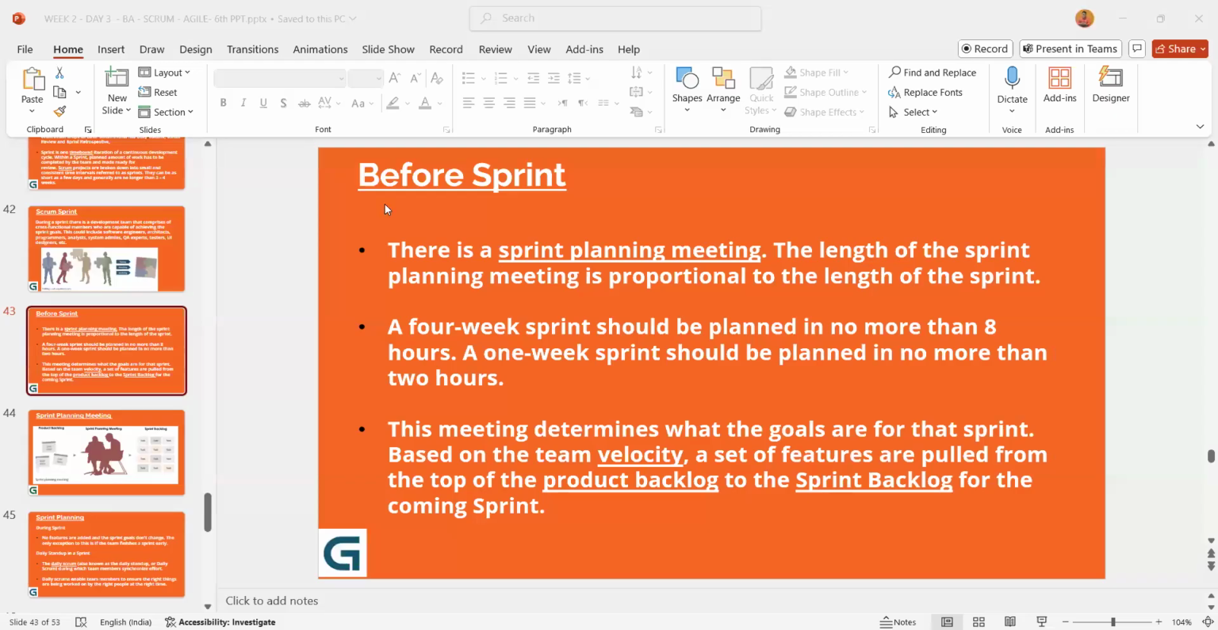Thank you. So now what this slide says is that before sprint, there is a sprint planning meeting. The length of the sprint planning meeting is proportional to the length of the sprint. In fact, we spoke about this as well. So let me ask you randomly. I'll call out your name, and you need to tell me, and I'm not going to confirm whether you answered right or wrong.